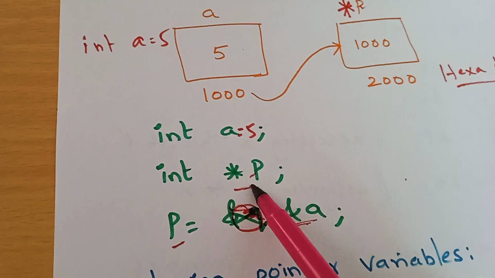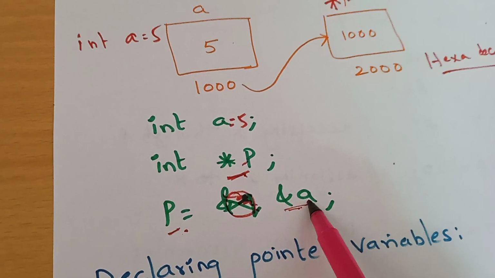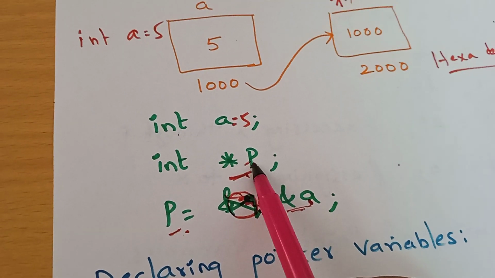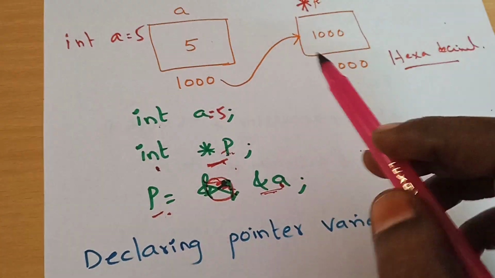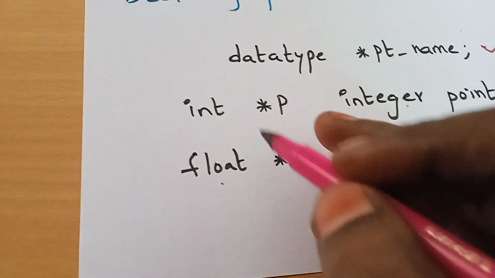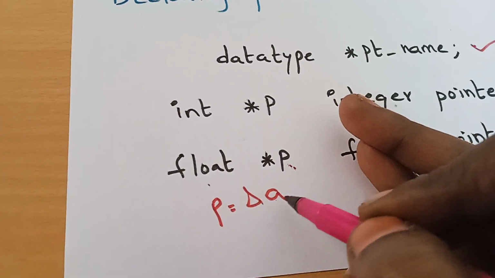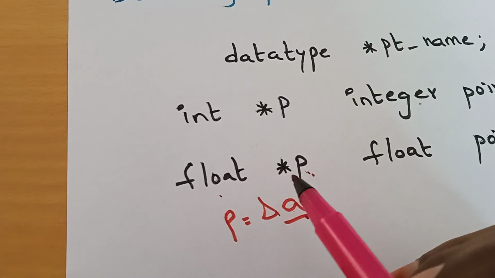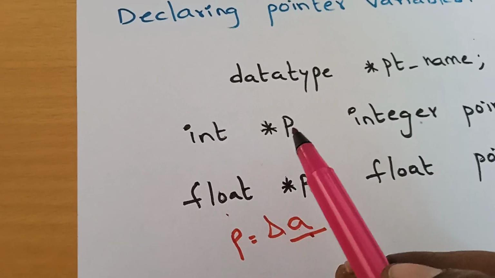Int star p. Now star p is a pointer variable. What address is it going to store? Address of A. A belongs to some data type, right? Which is integer. Now star p data type will be integer. Okay. For example, if I take this float star p, what does it mean? Now p is equal to some address of A, and this A data type will be float. Did you understand? This is how we give the data type to the pointer variables.